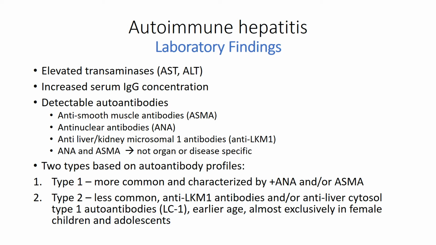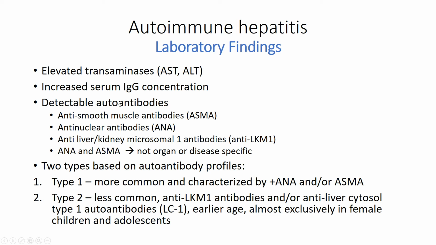Laboratory findings: elevated transaminases, both AST and ALT. Sometimes they could go up to the thousands, but usually it's in the 500 range. Normally for young people, it's under 20. So think about a level of 500 IU for AST and ALT. The serum IgG concentration is also elevated.